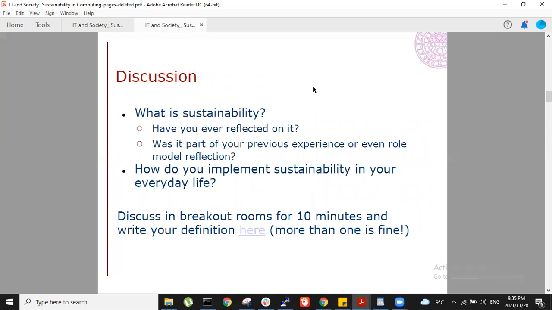So, discussion. Now we are going forward to sustainability, which is the topic of today's lecture. And what is sustainability? Have you ever reflected on it? Or was it a part of your previous experience or even role model reflection? How do you implement sustainability in your daily life? So these are the questions in your mind, or you want to know about it.